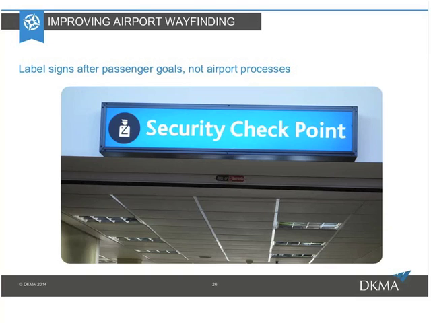So if you want your signage to work, you have to make the effort of putting yourself in your passengers' shoes and trying to understand what their goals are at different points of your airport and how your signage can provide them the information they need to reach that goal as quickly and as efficiently as possible. So think in terms of passenger goals, not airport processes.